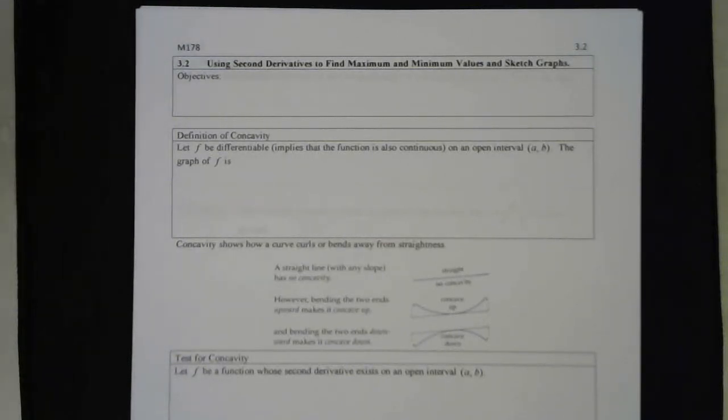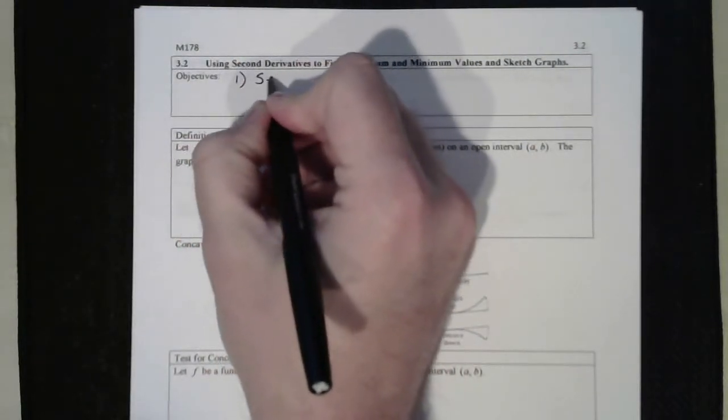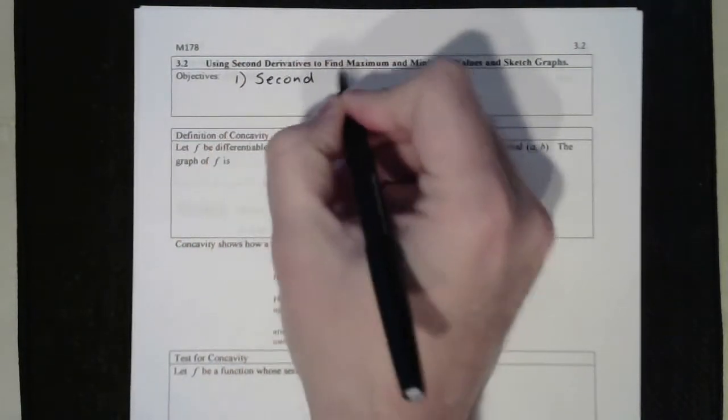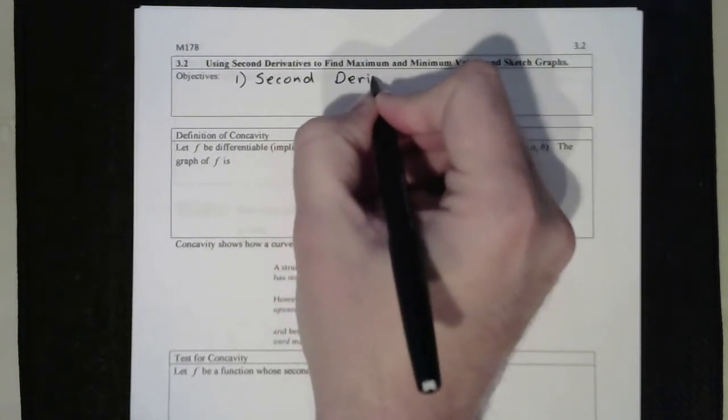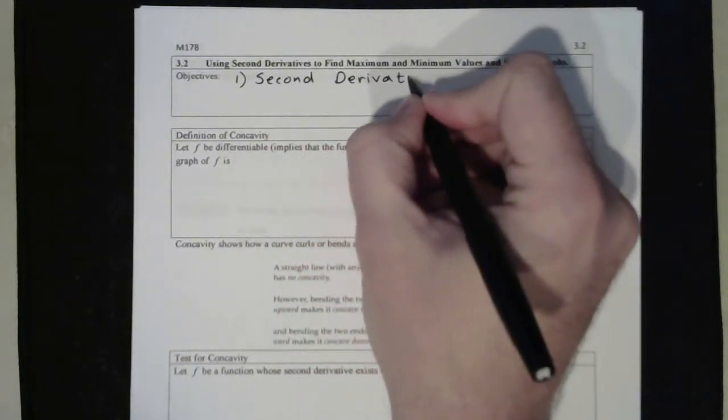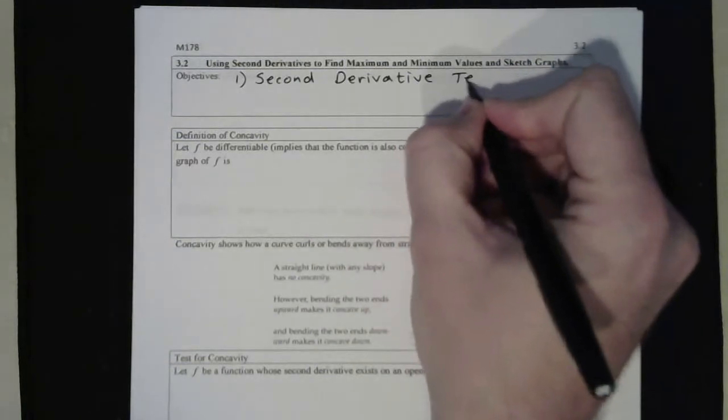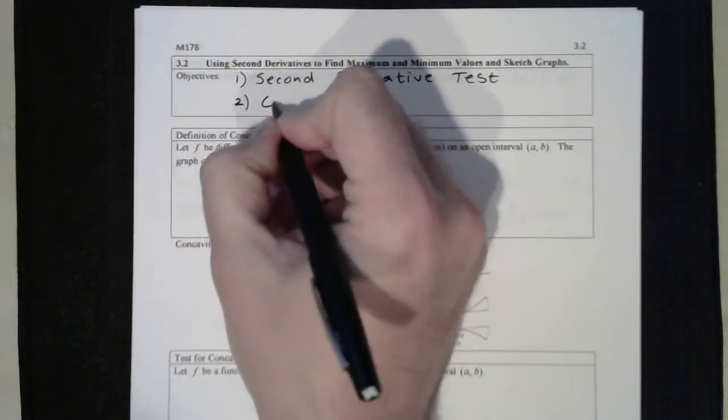Okay, section 3.2, using second derivatives to find maximum and minimum values, and then sketching graphs. So this is going to be very similar to section 3.1. We're going to be talking about the second derivative test. And secondly, we'll be graphing some functions.